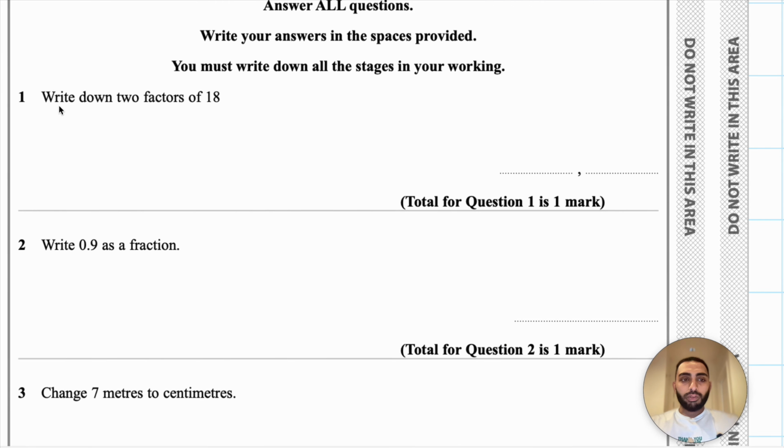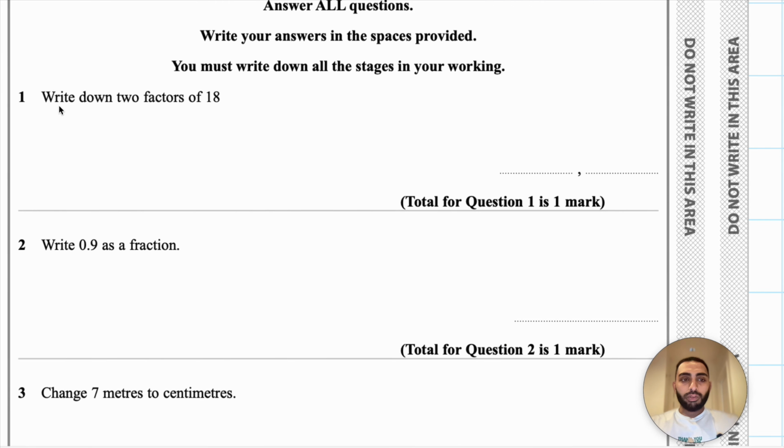Question 10. There are 24 red counters and 40 blue counters in a bag. So I'm going to write red to blue is 24 to 40. Write down the ratio of the number of red counters to the number of blue counters in the bag. Give your ratio in its simplest form. So we've already written it as a ratio. We just need to simplify it. What's the largest number that goes into 24 and 40?